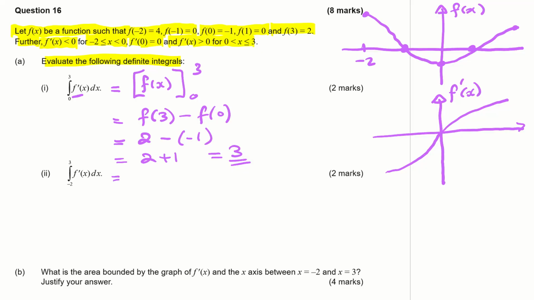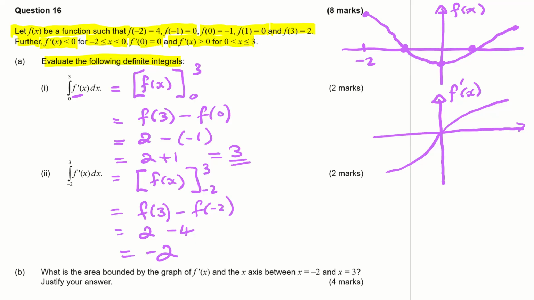And then for this one, we're going to have f(x) to be evaluated from -2 to 3, which is f(3) take away f(-2). From the information given, f(3) was 2, and f(-2) was 4, and that gives us -2.